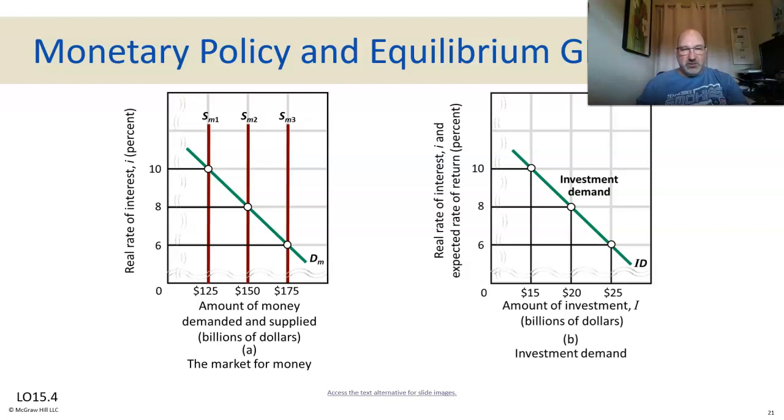So, monetary policy and equilibrium GDP: if we have a downward sloping demand for money, we can have a supply of money, which is going to be fixed, a vertical line, there at 1, 2, or 3. At 1, we have an interest rate of 10. At 2, it's at 8, and at 3, it's at 6. And you see that investment demand at 10, 8, and 6. It's probably best at 8 on that.